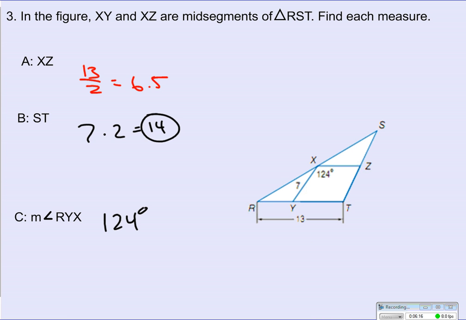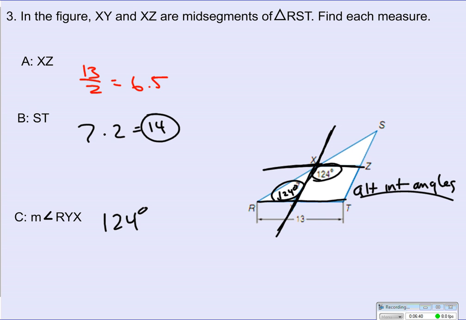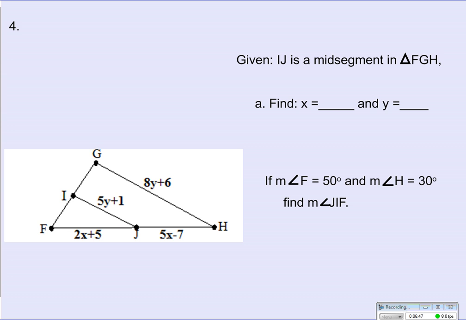Here's why. Mid-segments are parallel, right? Yes. So if these two are parallel, let this be a transversal. Okay, so let's extend this and kind of look at this. This is 124. This is also 124 because these two are alternate interior angles. Something from way back in the first unit that we ever talked about is coming back to haunt you guys.